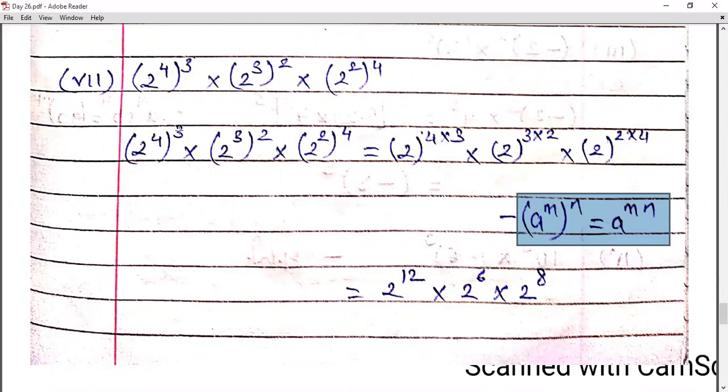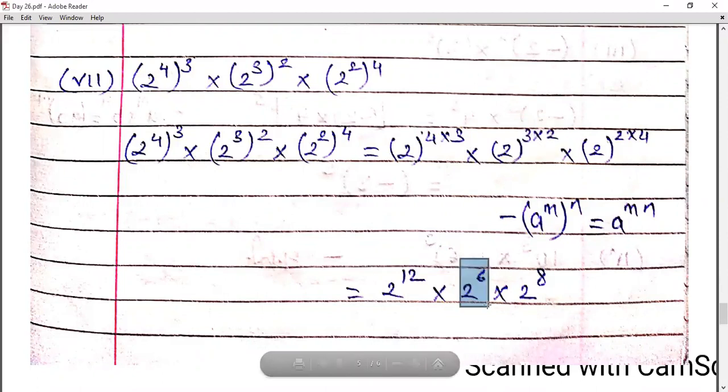तो 2 raised to 4 the whole raised to 3, 4 into 3 मेंशन कीजिए, 4 3s are 12. The base 2 will remain as it is. Multiplied by 2 raised to 3 the whole raised to 2. 2 raised to 3 into 2, powers multiply हो गए. 3 2s are 6. The answer is 2 raised to 6. Again 2 raised to 2 the whole raised to 4. यहाँ पर powers 2 into 4 हो जाएंगे, multiply हो जाएंगे. 2 4s are 8. Base 2 as it is रहा.